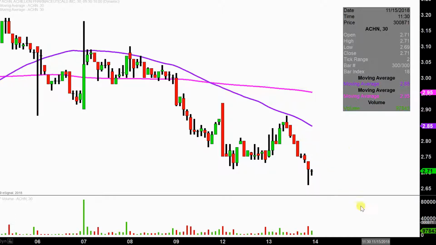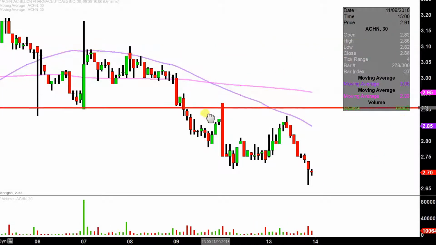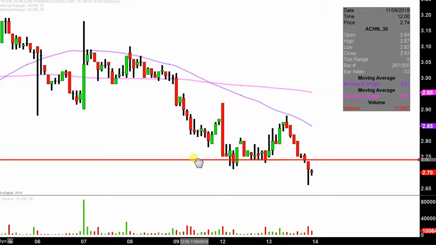But like I said, in the event the price does start to bounce, let's talk about a couple areas of resistance. The initial area of resistance on any sort of bounce is going to be right here at the $2.75 mark. So $2.75, public enemy number one in the near term, and that initial hurdle that would need to be cleared.